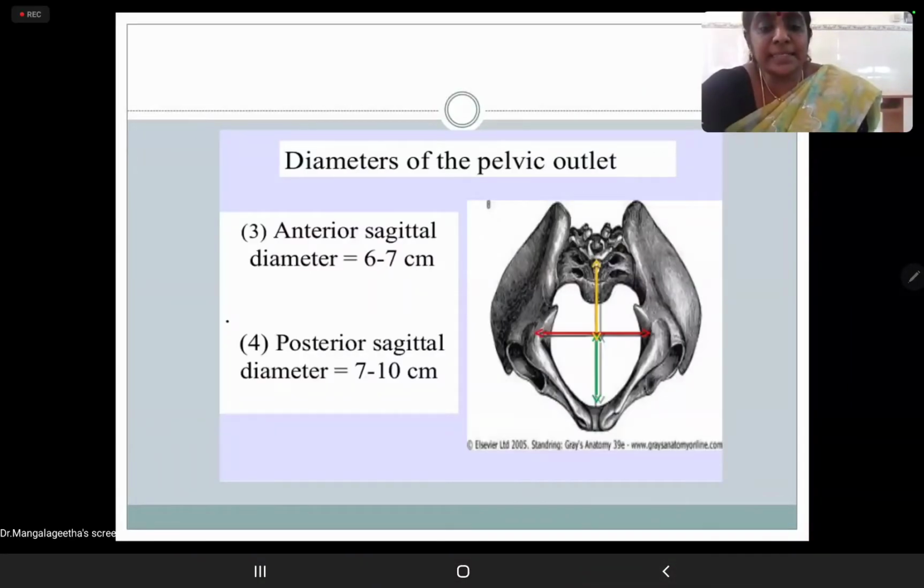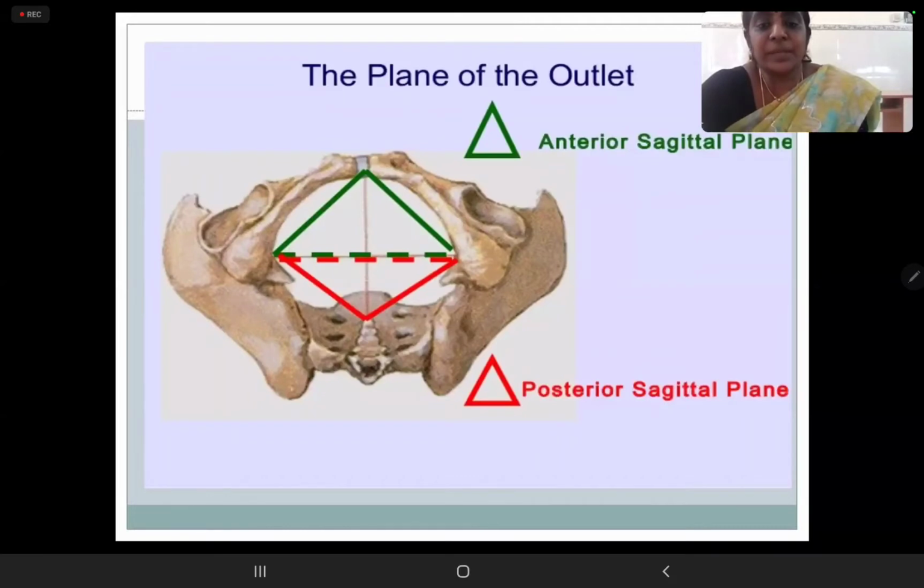And the anterior sagittal is around 6 to 7, but the posterior part is much wider. It is 7 to 10 centimeters. Then you have the planes of the pelvis. Actually, this makes two triangles. It's a diamond-shaped space made up of two triangles.